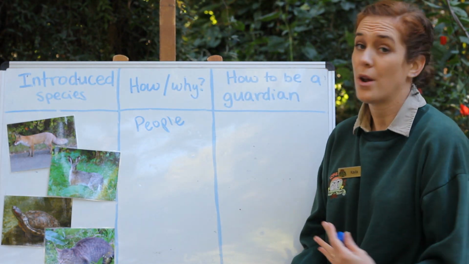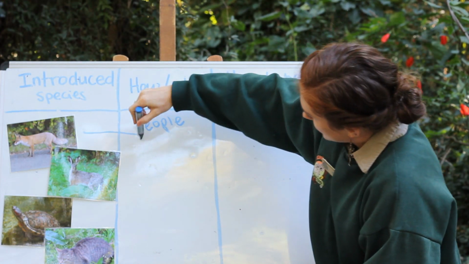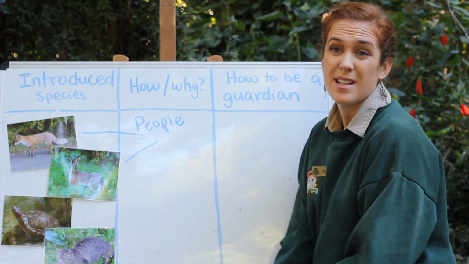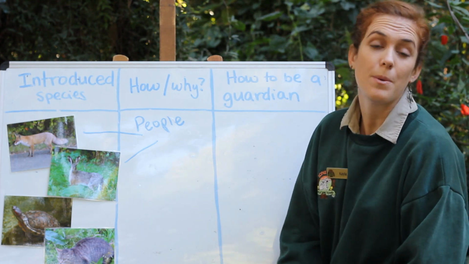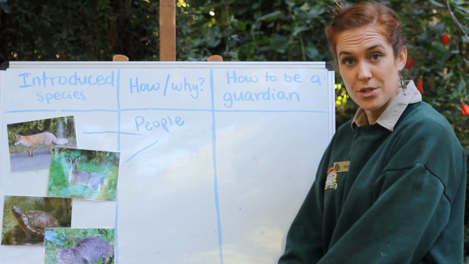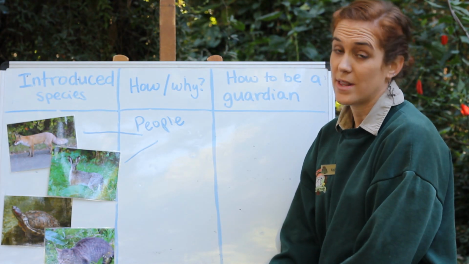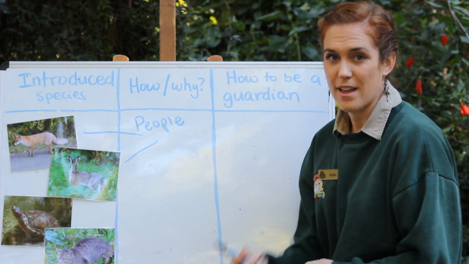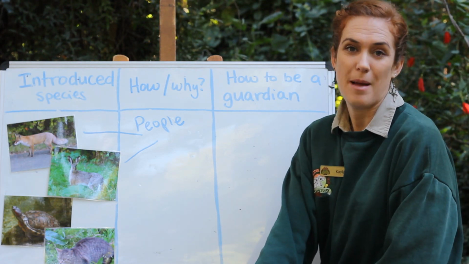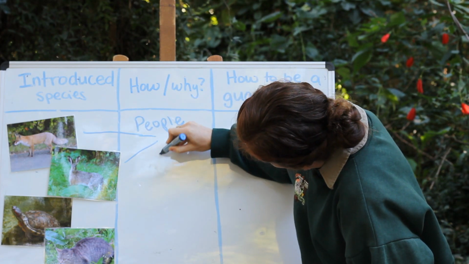Now, they were not brought over for exactly the same reasons. Foxes and rabbits, they were actually brought over and introduced because people wanted to hunt them for sport. They had come over from Europe, and they were used to going out and hunting for foxes, which is a native species where they were from. They wanted to make Australia feel a bit more like home where they had come from, so they brought foxes and rabbits to hunt for sport.